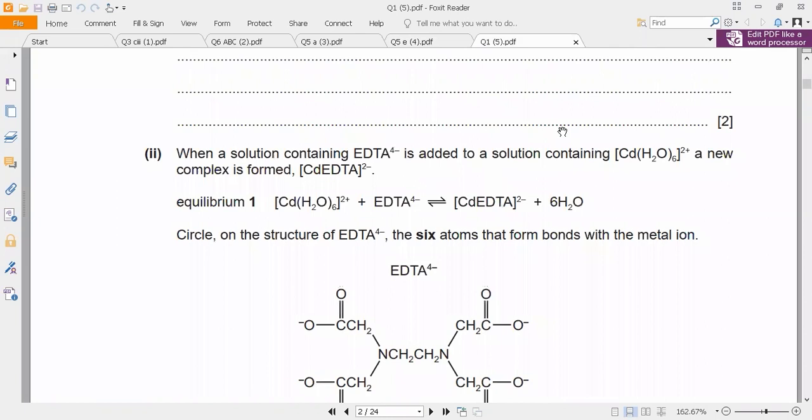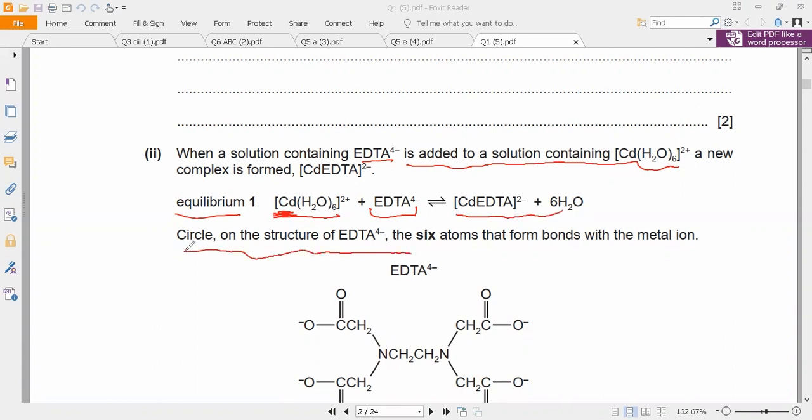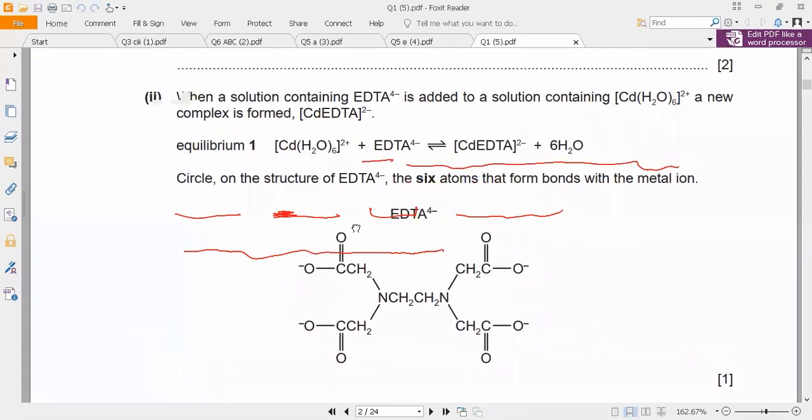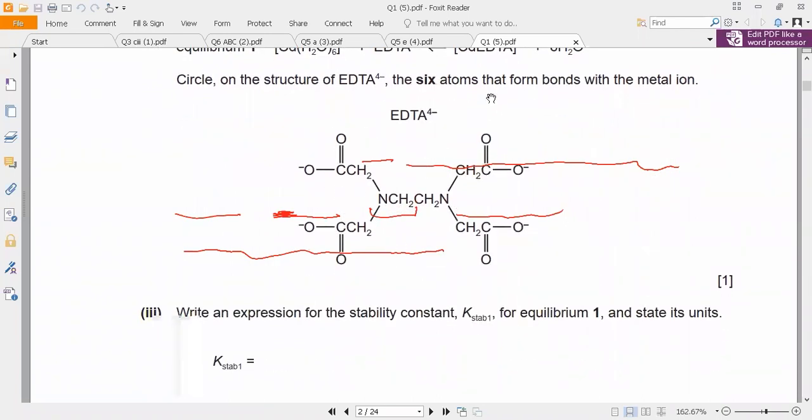So, let's see. When a solution containing EDTA, this is a polydentate ligand, is added to a solution containing this, here we have this equilibrium, guys, which is Kstab. How do we know? We know because the metal was in water, in aqueous solution, and to it we added EDTA. Okay? Here we have a ligand substitution reaction. Circle on the structure of EDTA the 6... Actually, this one doesn't belong to our questions. Where is our question? Yeah, here we have a question about Kstab.